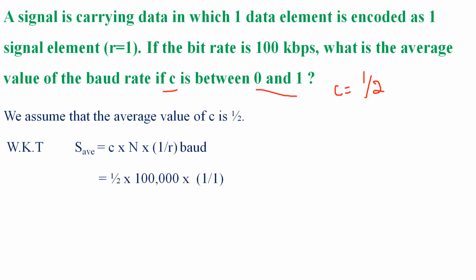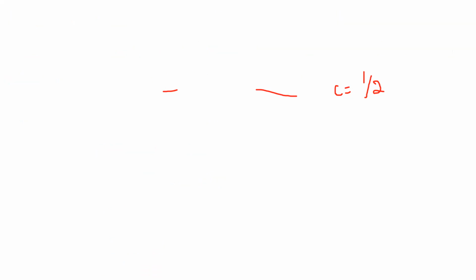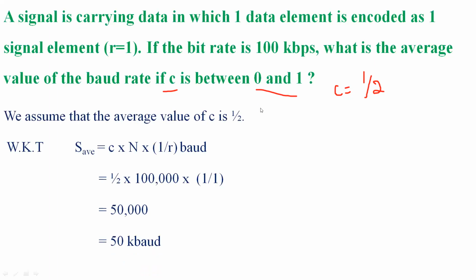So here the constant C is 1 by 2, and N, the number of bits, they are giving as 100 kbps. I am converting the kilo in kbps to a normal value, then the R value is 1. So it is eventually measured in terms of a baud. By using mathematical calculation, we found that the S is 50 kbps, or we represent it in terms of a baud. So it is 50 kbauds. So this is how the problems will come.